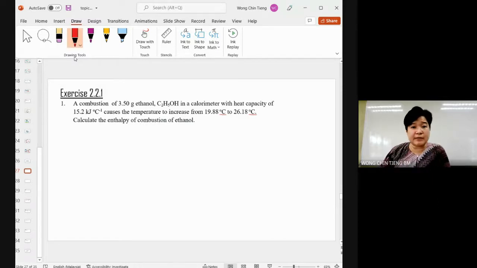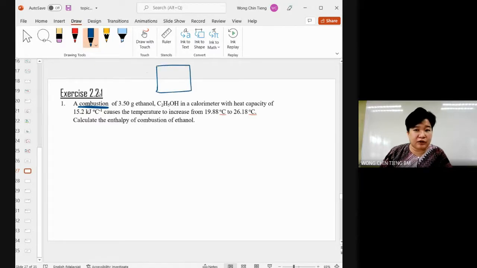Tak buat lagi, buat sama-sama. Tengok sama-sama. Alright. Combustion. Saya suka lukis sebab saya tak pandai nak imagine. Bila combustion, saya tahu saya akan guna bomb calorimeter. So a very simple bomb calorimeter yang saya akan lukis macam ni je. Inside here, I have 3.5 gram of ethanol. Tempat yang saya akan bakar ethanol.